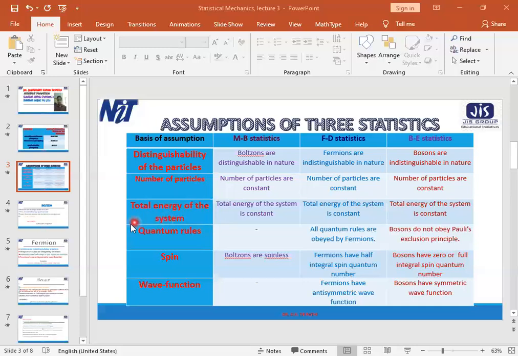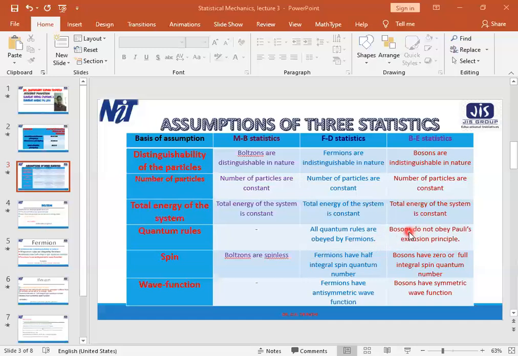Now about the quantum rules, there are 4 fundamental quantum rules. Maxwell-Boltzmann statistics is a classical statistics, so quantum rules are not applicable to it. Whereas Fermi-Dirac statistics and Bose-Einstein statistics are quantum statistics. Fermi and Dirac assumed that all quantum rules are obeyed by fermions. What does this mean? Fermions obey all the quantum rules: the Aufbau principle, Hund's rule of maximum multiplicity, and Pauli's exclusion principle.